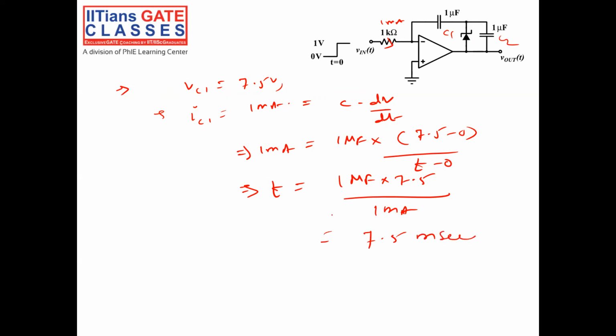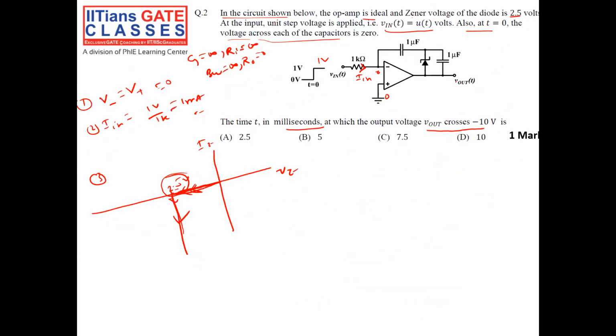So at t equal to 7.5 millisecond, my VC1 will reach 7.5 volt, and VC2 has already reached 2.5 volt. Then my V out will be minus of VC1 plus VC2, which is equal to minus 10 volt, right? So the answer should be 7.5 millisecond. Okay, I think it is clear to all of you.